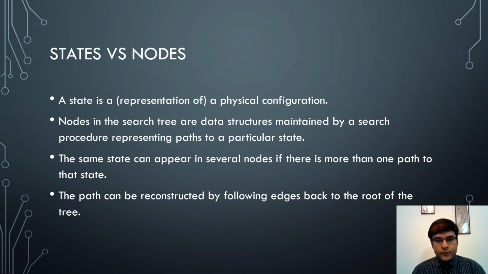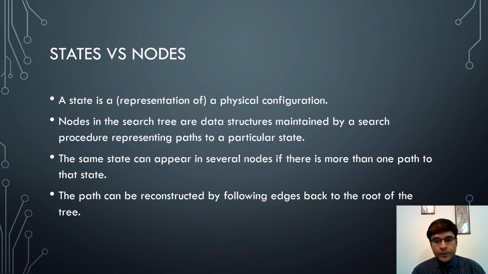So nodes in the search tree are data structures maintained by a search procedure representing paths to a particular state. In the Hamiltonian path problem, as I have mentioned, the nodes will be data structures containing the set of vertices that have been traversed before that current vertex. So the same state can appear in several nodes if there is more than one path to that state. I hope this is clear.